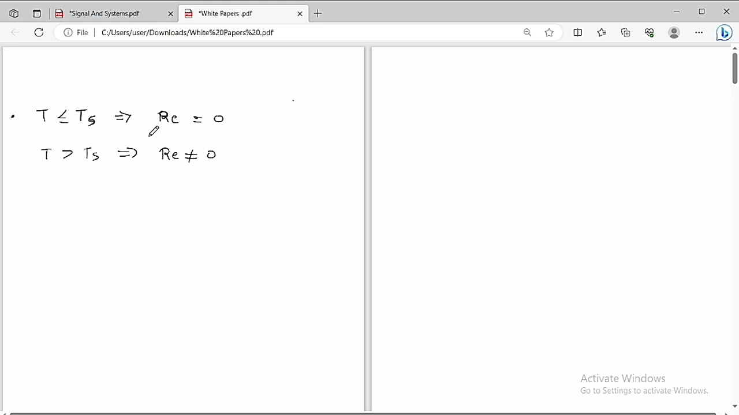Finally, I can say simply: don't choose whatever Ts you want. There are some guidelines. If you are going to sample the original signal at less than or equal to the sampling time period, then the reconstructed signal is equal to the original signal. But if you sample at higher than Ts, then the reconstructed signal is no more the original signal. So you need to follow the guidelines, and then only the reconstructed signal will be similar to the original signal.